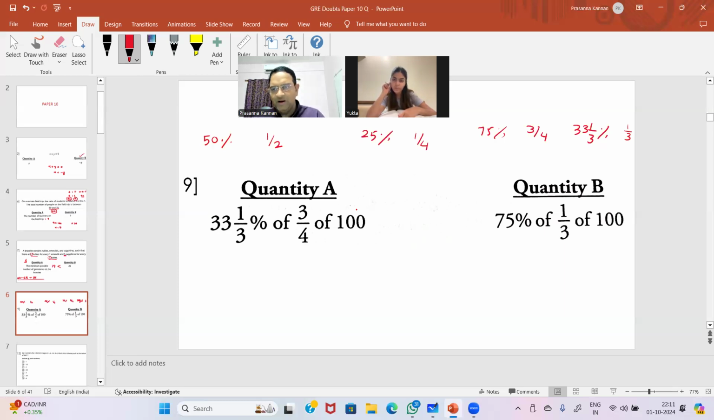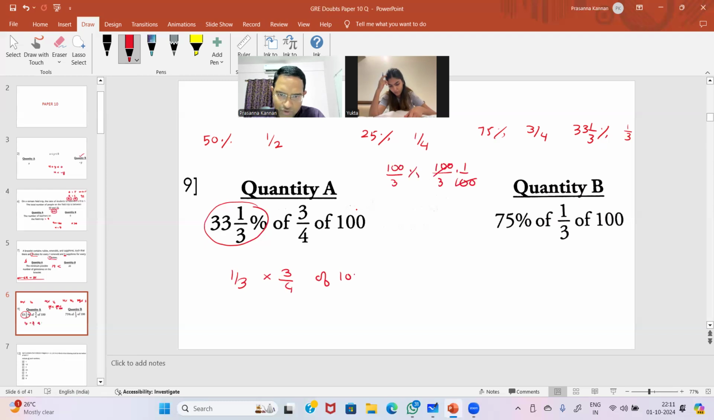Okay. Now, how does this help us? Very simple. So 33 and 1 by 3%, I can write it as 1 by 3. So 33 and 1 by 3 would be 100 by 3%, right? So that means 100 by 3 upon 100, correct? So either you should convert the fraction to the percentage or convert the percentage to a fraction, whichever is okay. So one third of 3/4 of 100. So what is that?